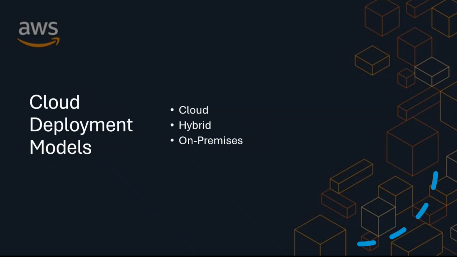AWS supports different deployment models. The cloud model means everything runs in AWS, which is the most common approach for startups and modern apps. The hybrid model combines on-premises infrastructure with AWS, which is used by organizations with compliance and latency requirements. Finally, on-premises deployments use AWS services like Outposts to bring AWS infrastructure into your data center. Understanding these models helps you choose the right strategy for your business.